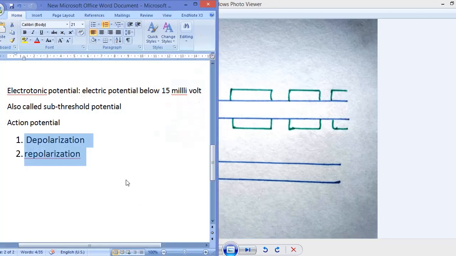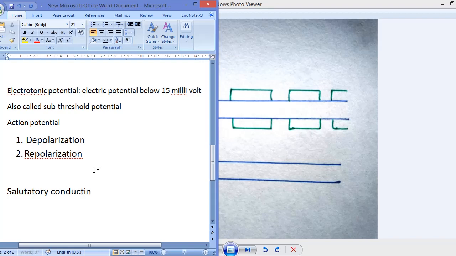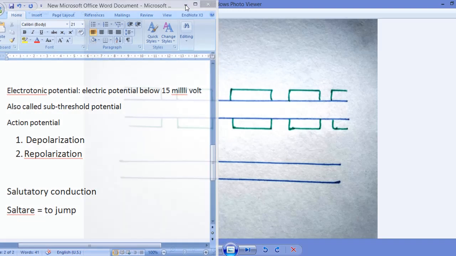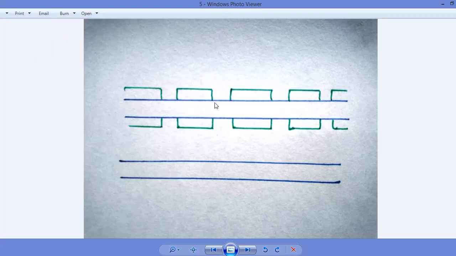I'm going to write it. Saltatory conduction is the conduction in the form of saltare. Saltare means to jump. It is the conduction of the action potential from one node to another node in the form of jumps and in the intensified form. So what is the function of the node of Ranvier? The function of the node of Ranvier is to intensify the action potential and avoid the dampening of the actual action potential.